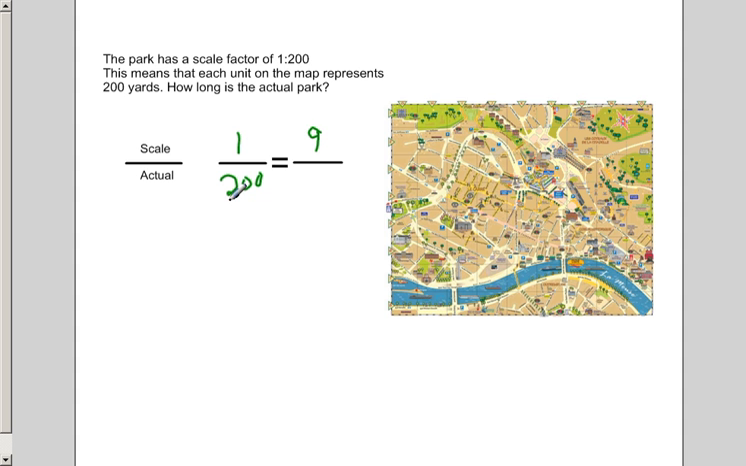And our actual would be, well, we can look here. We could do cross products. And we were wondering what the length is, so we'll write an L. You could use cross products, or you could see that 1 times 9 gives you 9. So 200 times 9 gives you 1800. So the length of the whole park is 1800 yards.